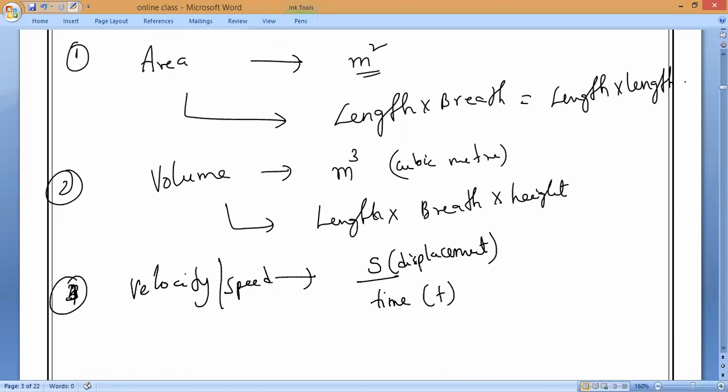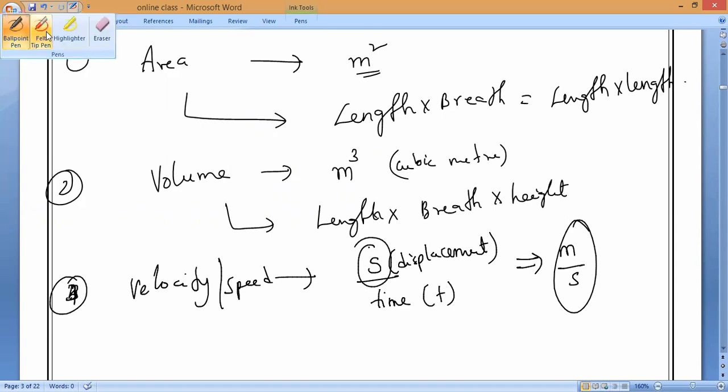Are you clear, everybody? What is the symbol of displacement? What is the symbol of displacement I have written here? Am I audible? Then why, sir, I am asking the symbol of displacement. So displacement by time. Meter per second is the SI unit.